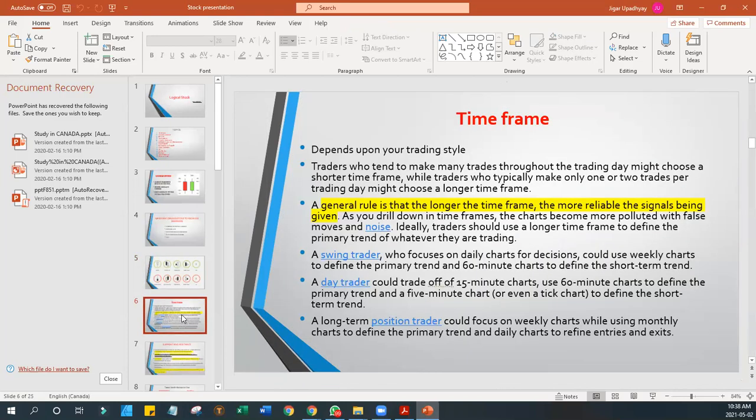The next topic is time frame. Everybody struggles with what kind of time frame we should use. Remember, the smaller the time frame, the more the noise. The bigger the time frame, the lesser the noise. Price always follows the bigger time frame. It will go up and down, but eventually it will follow the bigger time frame.